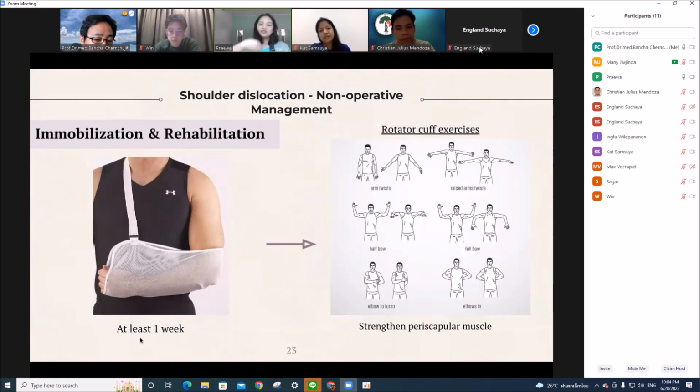Next is after the reduction. So first we're going to put the patient in an arm sling, but we can only put the arm sling on for 1 to 2 weeks because it will get stiff if it's more than that. And we should advise the patient to avoid external rotation and adduction of the arm. And after we put the arm sling, we need to advise on cuff exercises to strengthen the muscle over there for the dynamic stabilizer. Yeah.